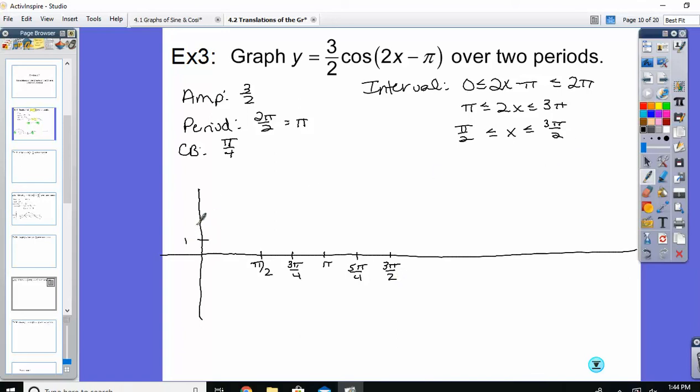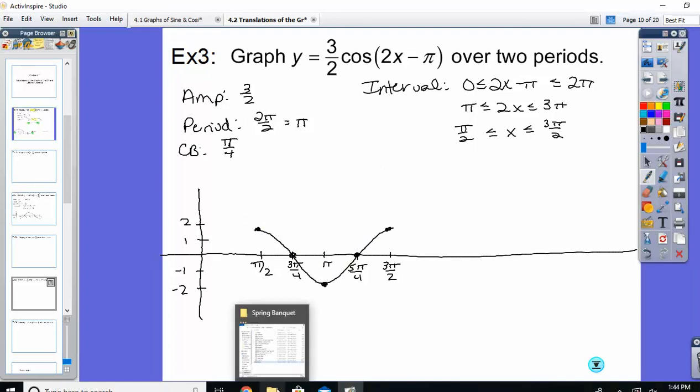Amplitude 3/2. We're graphing cosine, so it starts at its high point. So at pi over 2, it should be at 3/2. Down to 0, down to -1, and back up. So the first period looks like this. How do I get the second period?